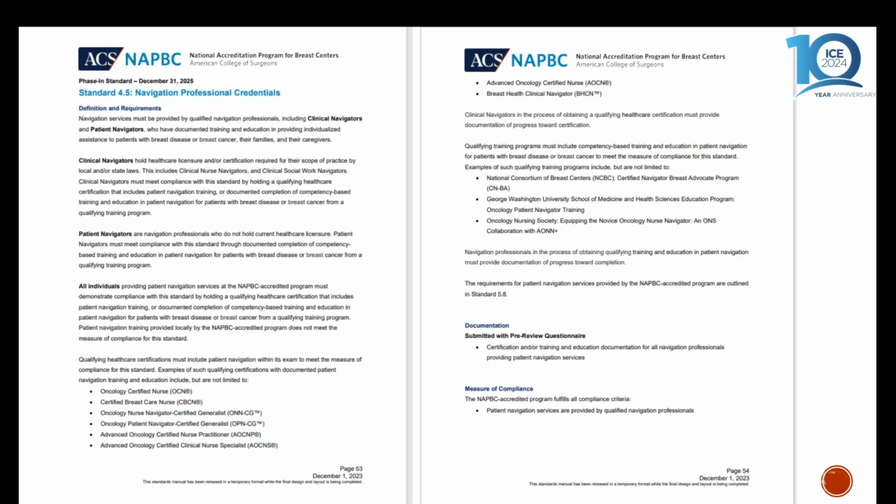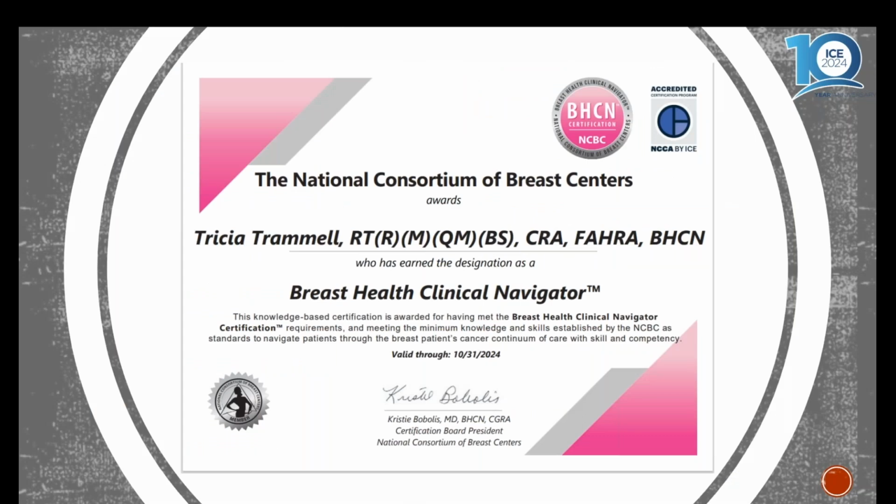They said that you have to have your navigation training done in a certain place, NCBC, and that your navigation certification has to be a certain thing, breast health clinical navigator. I was telling Terry about this a couple nights ago. NCBC changed their certification, and they didn't grandfather in navigators. So basically, I had to take my navigation certification again.